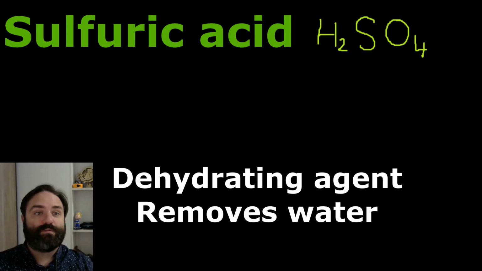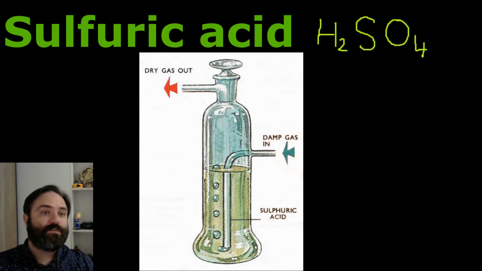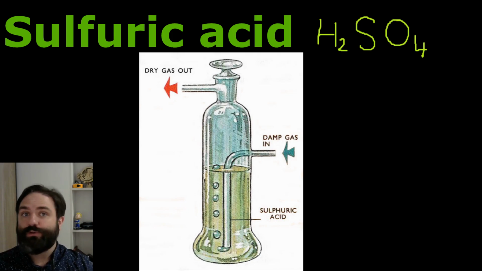However, if you want to remove the water from something, for example, you're trying to produce a dry sample of a gas, you can pass it through concentrated sulfuric acid, and that will remove the water vapor. That's a very useful tip for paper 6. You might be asked about that. Concentrated sulfuric acid will also remove water from things where the water is chemically bonded to the structure.